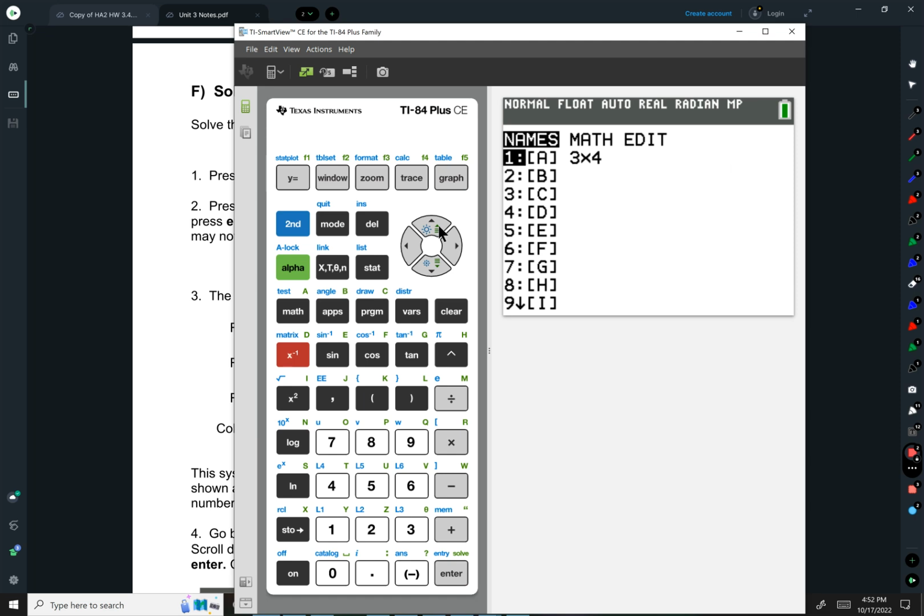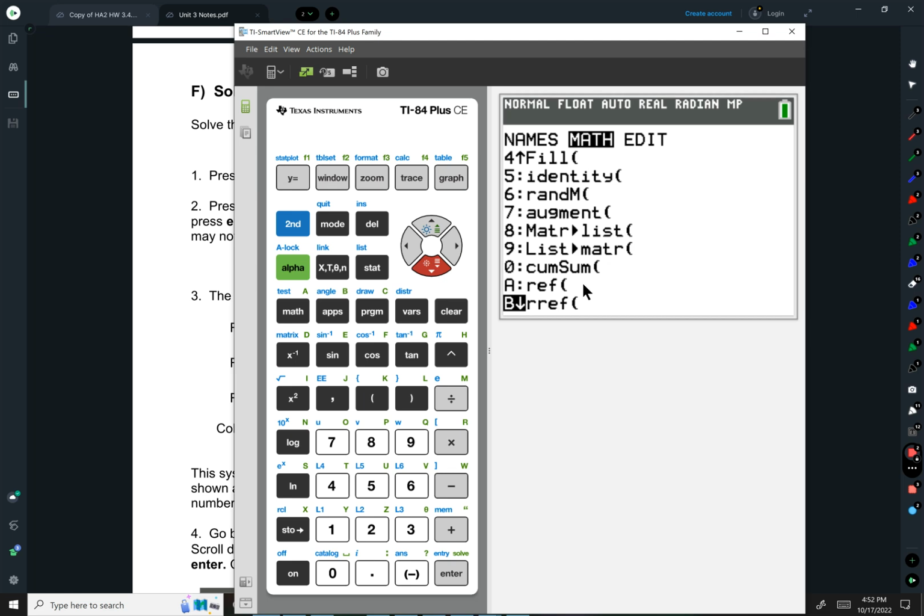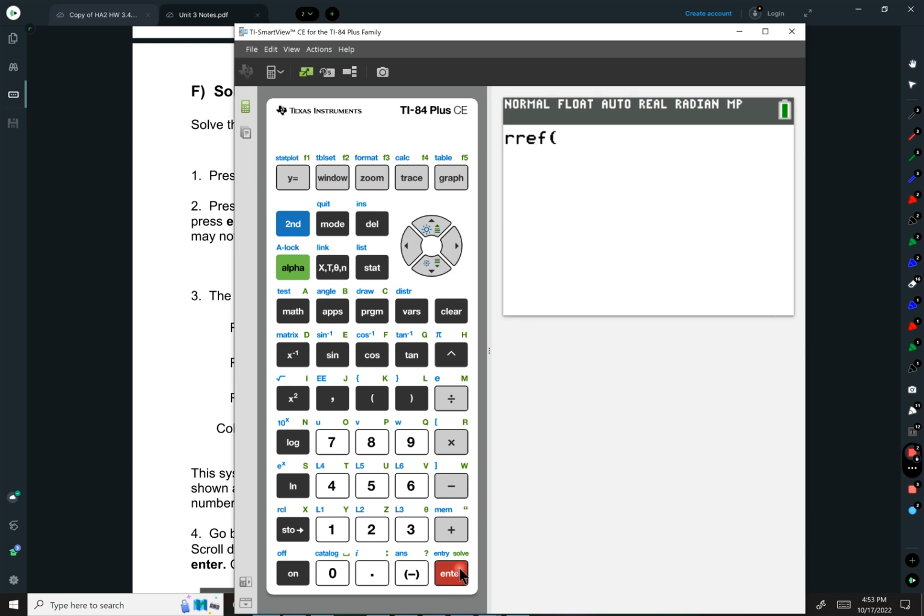What I want to do is some math. So move the cursor to where it says math, and then move the cursor down all the way to where it says RREF. Notice letter A here says REF. That's not the one we want. We want the one that says RREF. I know you don't care about this, but that means reduced row echelon form in math terms. So we want RREF, so I'm going to choose letter B here. So enter. And then basically that means solve the matrix.